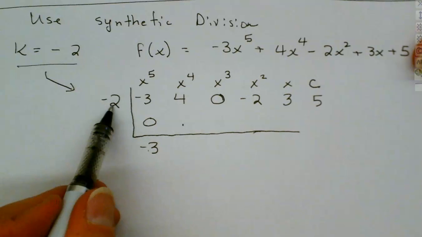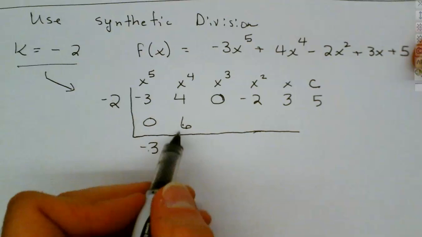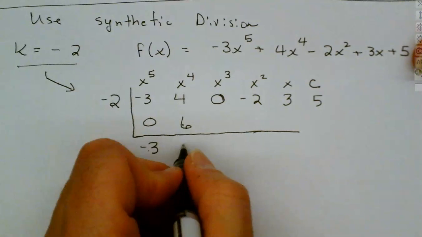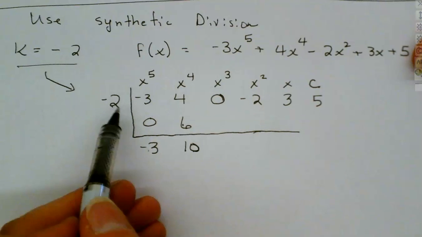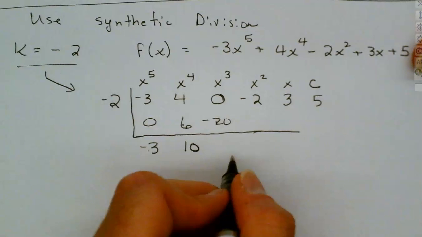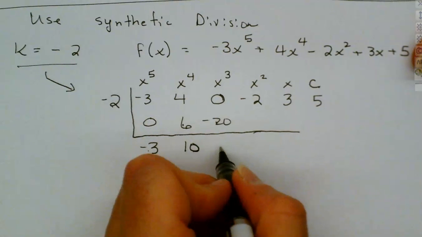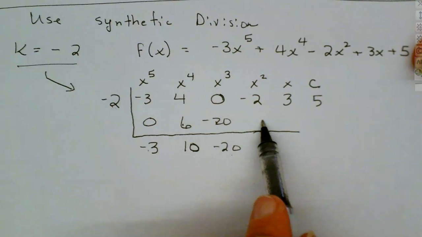Let's see. Yep, minus 2 times minus 3. That makes it a positive 6. What goes here? Add down. That gives you a 10, doesn't it? What's going to go here? Negative 20. What goes here now? Adding down. Negative 20. Okay, what goes here?